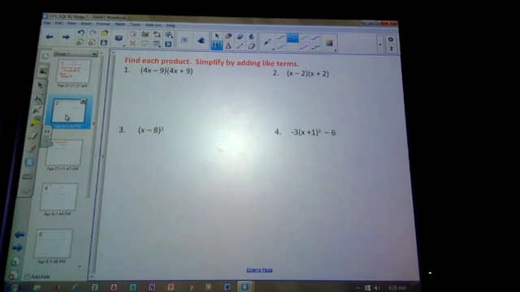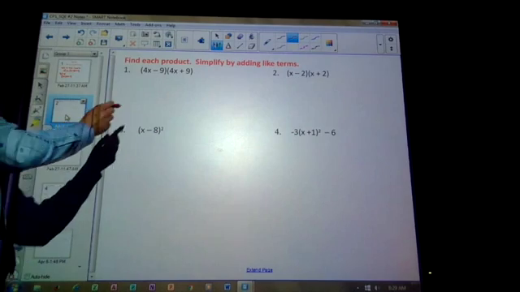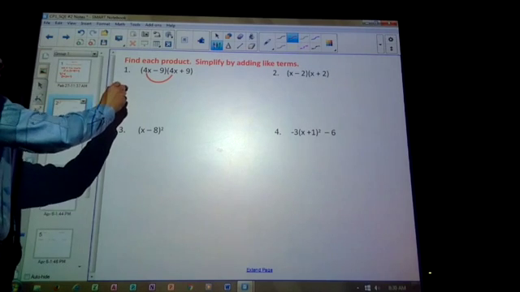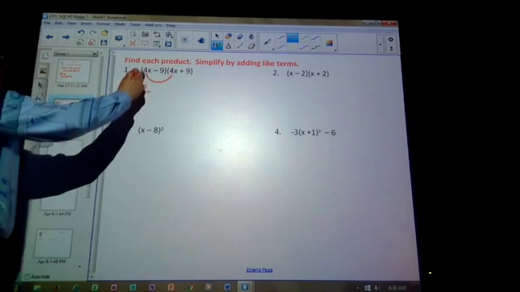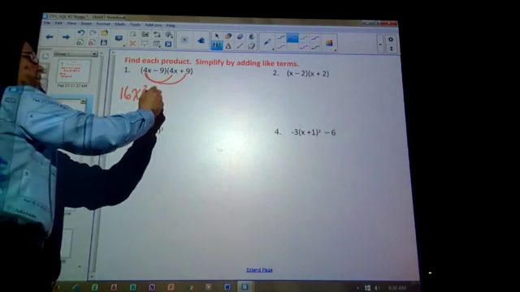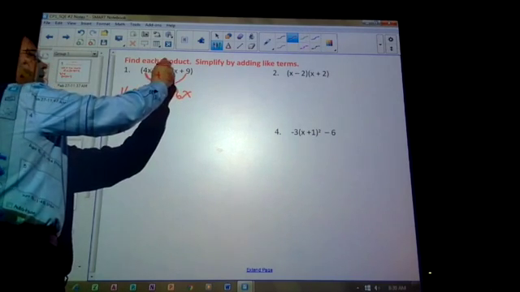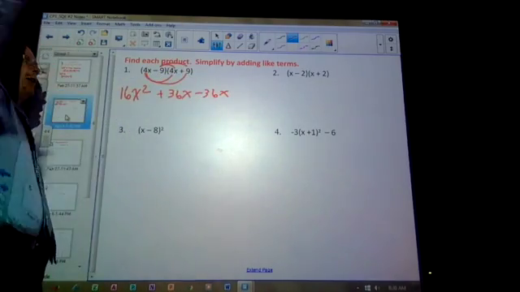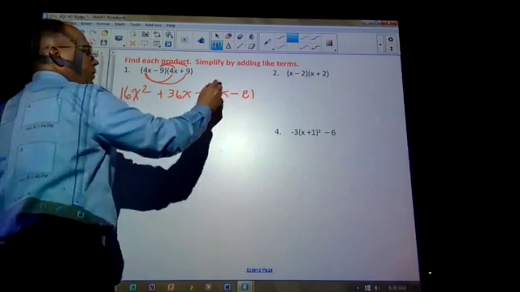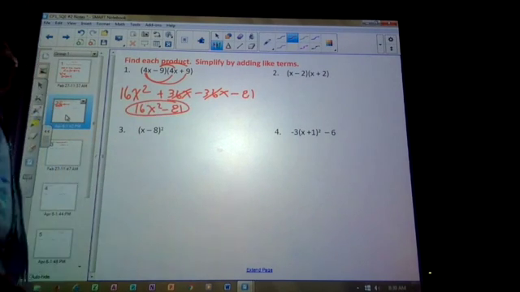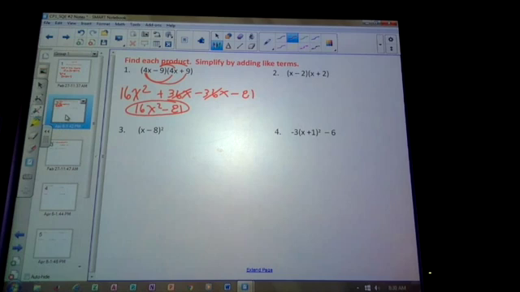So let's see, find each product. Let's practice this and make sure we can do this right. If I multiply this and this together, what do I get? 16x squared, thank you. And then if I multiply the outside, I get what? So plus 36x. And then the inside, what am I going to get there? Negative 36x. And then if I multiply the last one, I get negative 81. So these cancel out because they're opposite values. Then I get 16x squared minus 81.